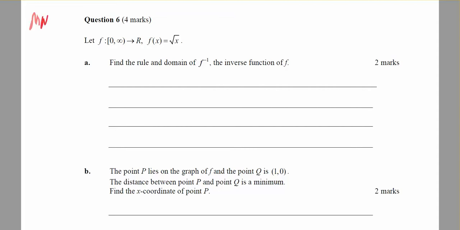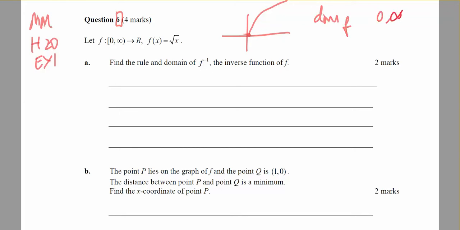This is for mathematical methods. It's Heffernan 2020 exam 1 question number 6. So I have this graph. It's the square root of x and it's got a restricted domain of 0 to infinity. Beautiful. So looking at that, the domain of f is 0 to infinity and the range of f is also 0 to infinity. Find the rule and the domain of the inverse.